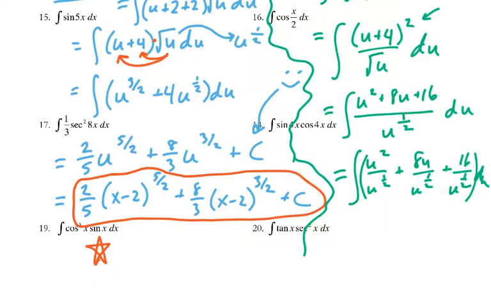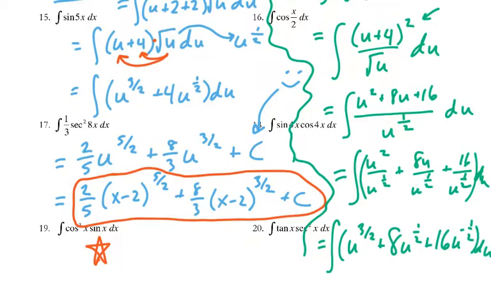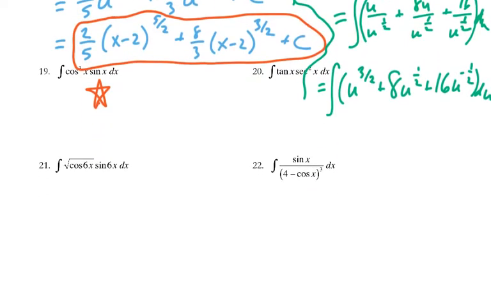Sorry to run off the page there. All right, how about a little simplifying here? Subtracting our powers, we get basically u to the 3 halves plus 8u to the 1 half plus 16u to the negative 1 half du. That looks better. Now we can take the antiderivative. It's not going to be easy, but it's still doable. I'm just going to move over here a little bit.